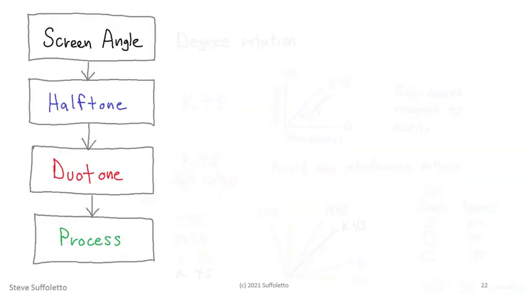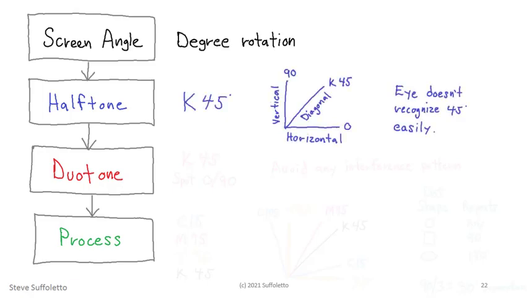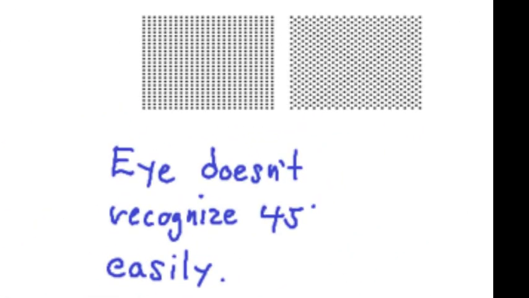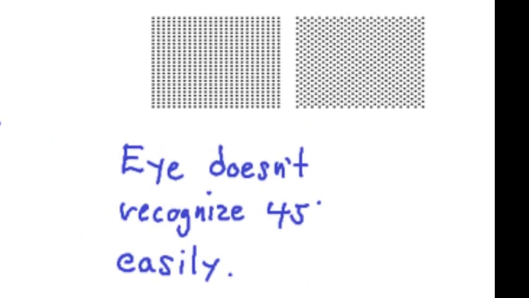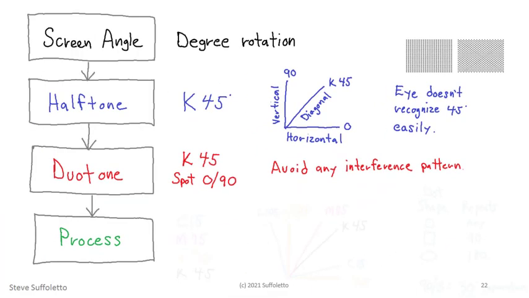The third characteristic of a halftone is the screen angle, the rotation, measured in degrees. For halftones, we always want the black to be at 45 degrees because your eye will recognize patterns that are vertical or horizontal at 0 or 90 degree orientation, because your brain recognizes patterns from left to right, top to bottom, because of how you read. When we get into duotones, we want the duotone black to be at 45. The second color, the spot color, can be at 0 or 90. And we want to avoid any interference patterns.